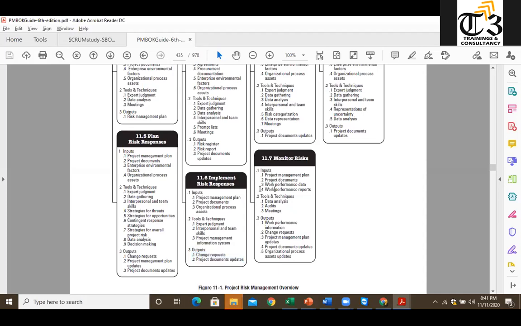And while monitoring, you need to keep an eye on work performance information. Based on those, if required, you can produce change requests. If required, you can do workarounds, and to monitor anything, you can perform risk audits to check that people are doing things as they appear to be or not. If not, you produce a change request to align back to the project targets. That's it for project risk management.